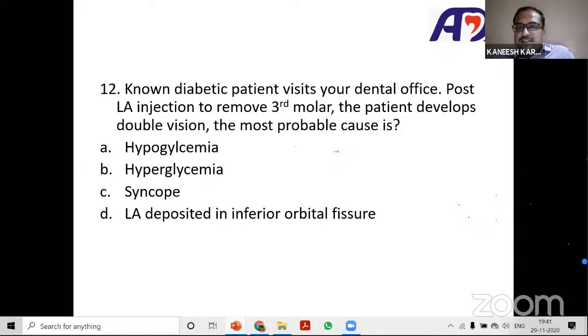A non-diabetic patient visits your dental office post LA injection to remove a third molar. The patient develops double vision. What is the cause?